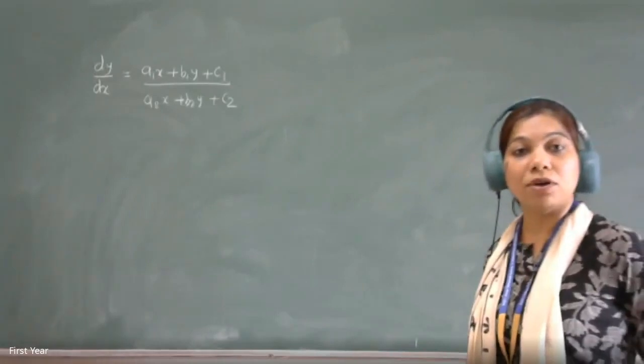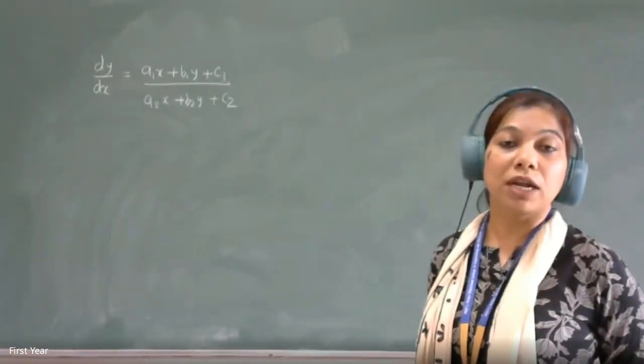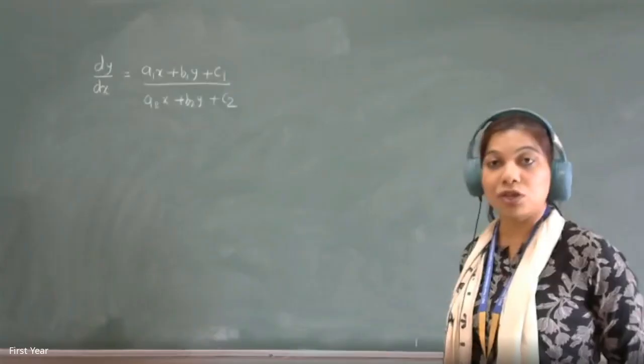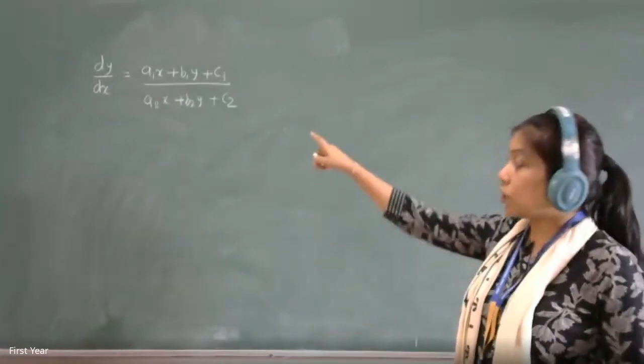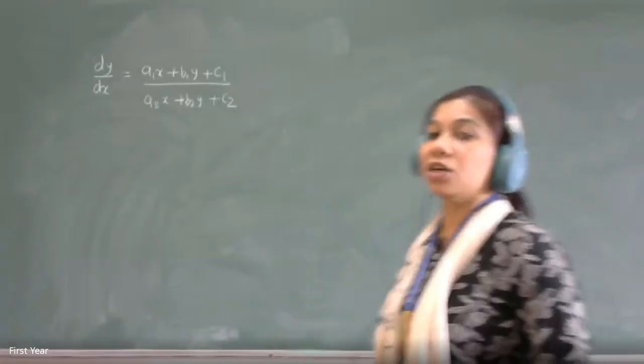So you remember the process of doing a1 by a2 not equal to b1 by b2 is very lengthy. Do you remember? You have to put small x equal to capital X plus h, and small y equal to capital Y plus k. It is quite lengthy. So this question we will try to solve by exact if a certain condition is satisfied.